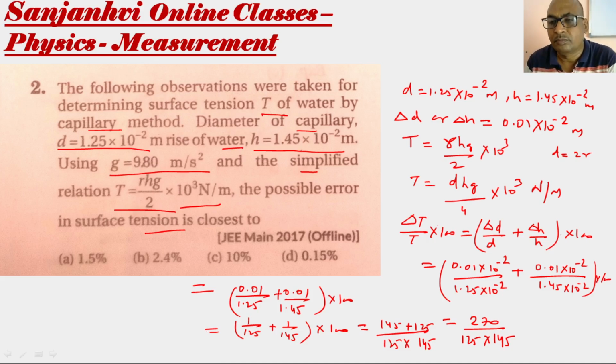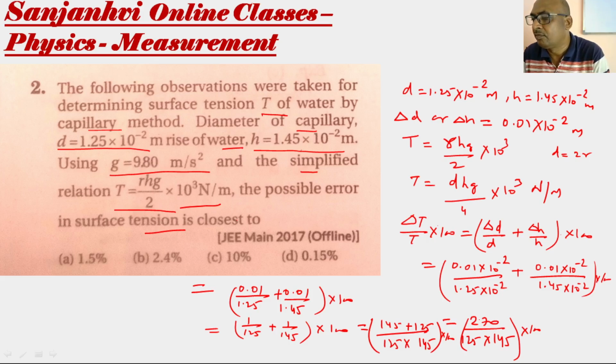Right? And into 100. So into 100 we have to write into 100. Similarly into 100. So when we solve this, the answer we will get is 1.5%. After solving it, 1.5% will be the answer.